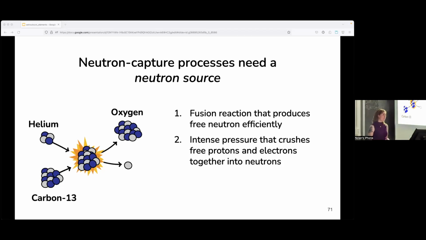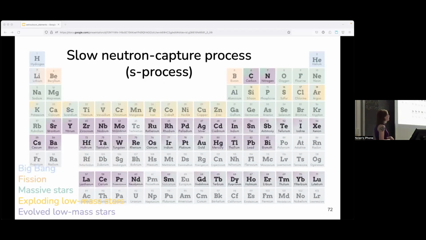And there are two different ways to do this. The first is to have some sort of special fusion reaction that is going to, as a byproduct, produce a lot of free neutrons. Or we can crush protons and electrons so close together that the subatomic particles that make them up rearrange themselves into neutrons. And these are two wildly different options. And so we usually split neutron capture processes into two: a slow neutron capture process and then a rapid neutron capture process.